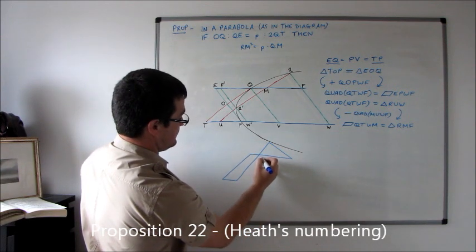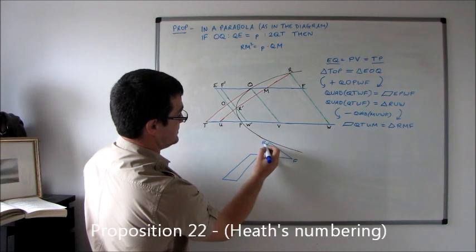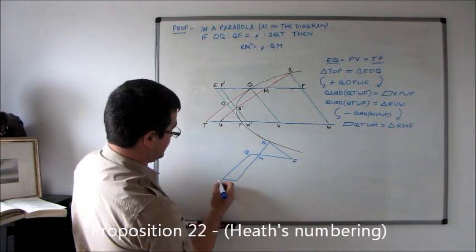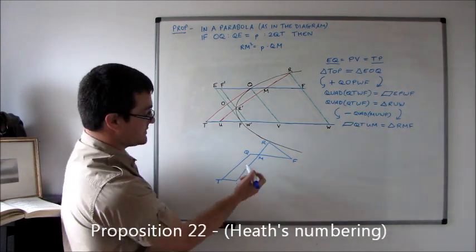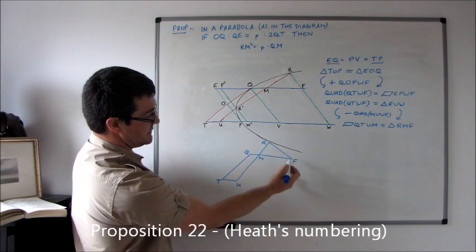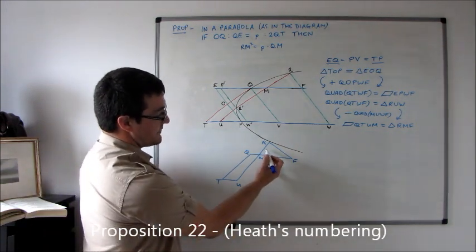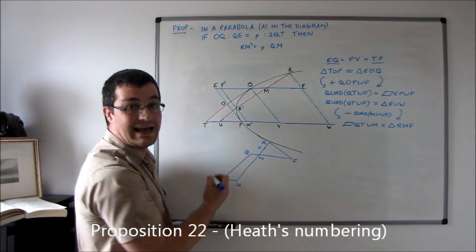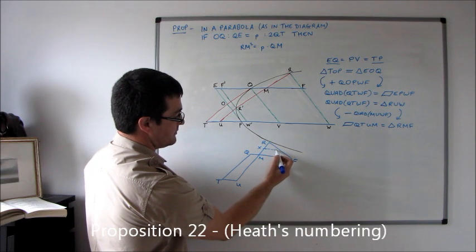So that's M, F, R, Q, T, and U. So I know that these two areas are equal, the areas of these two shapes. So what I can do is bisect RM at the point X and form a parallelogram.